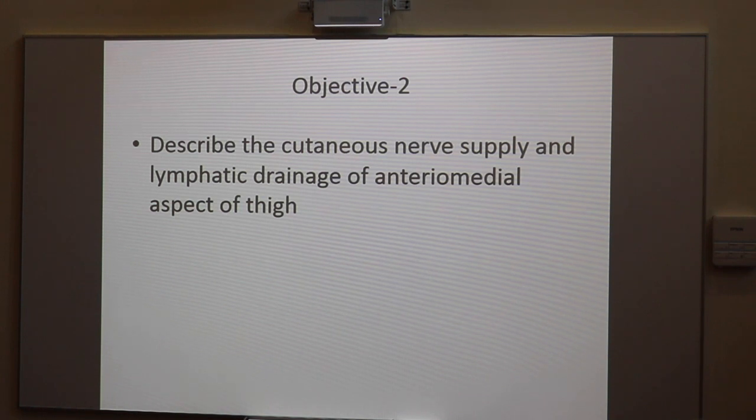And then we will remove the fascia lata, which is the deep fascia, and then we go deep into the anterior aspect of the thigh. Okay? So this objective is to look at the cutaneous nerves and the lymphatic drainage of the anterior medial aspect of the thigh.